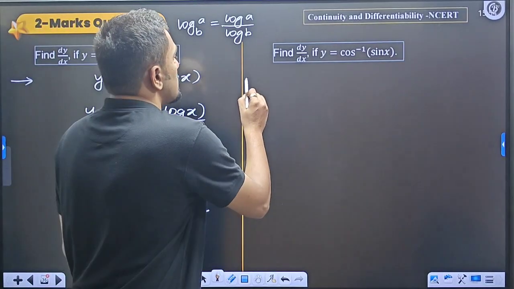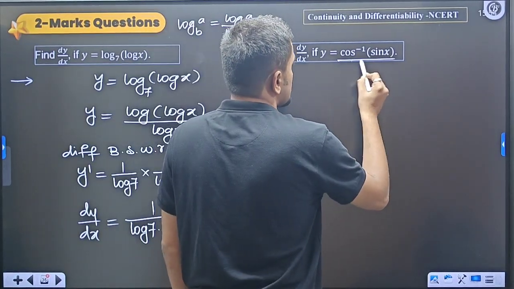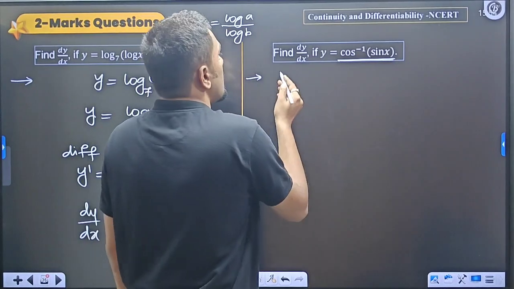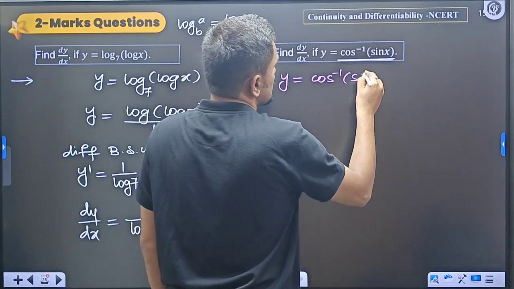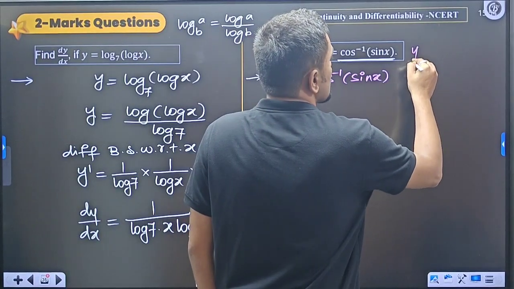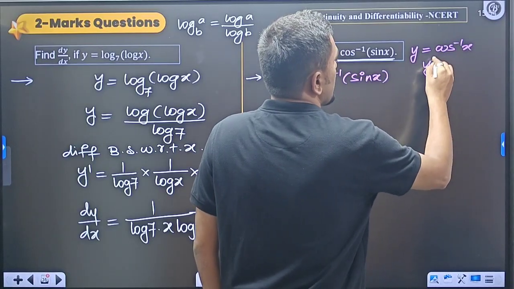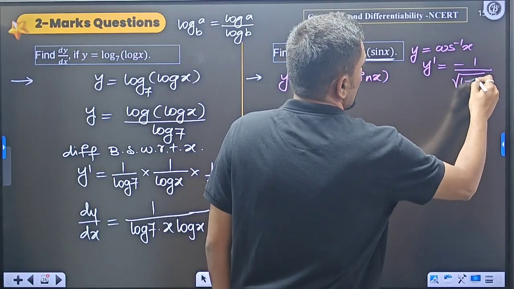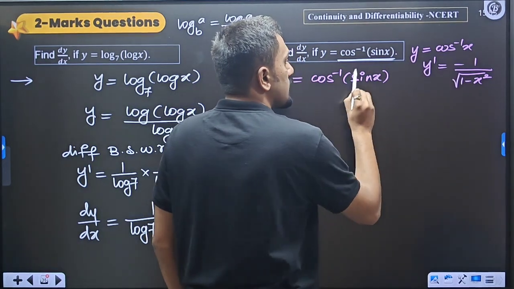Okay, then the next question is find dy by dx if y is equal to cos inverse of sin x. So given that y is equal to cos inverse of sin x, we know the derivative of cos inverse of x. If y is equal to cos inverse of x, then the derivative of cos inverse x is given by minus 1 divided by root of 1 minus x square. But here in place of x we have sin x.